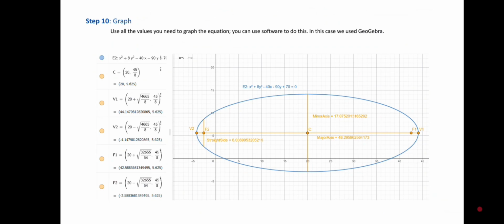And last but not least, step 10, graph. In this, you will need to use all the values that you found before. You can use software to do this. In this case, we have used GeoGebra, and here you can observe all of the elements we found before: the axis, the straight side, the vertices, the focal points, and the whole equation.